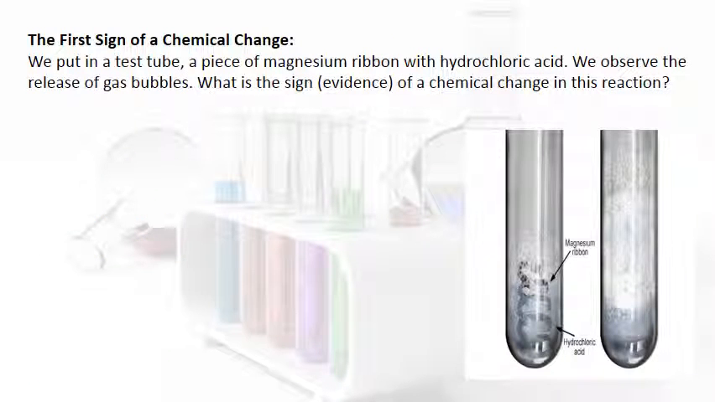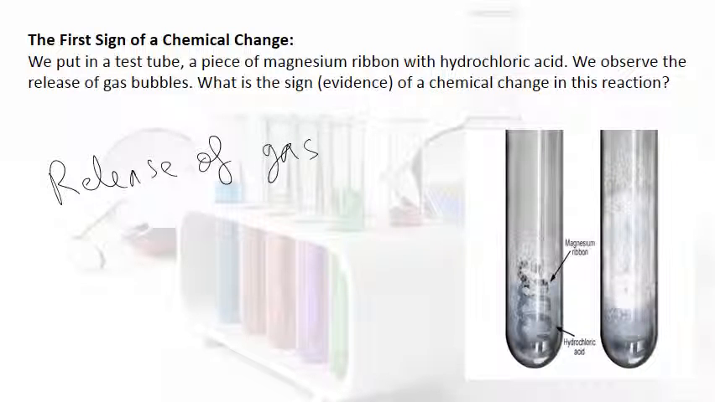Like we said before, we have 4 signs of chemical change. The first sign of chemical change, for example, we put in a test tube a piece of magnesium ribbon with hydrochloric acid. We observe the release of gas bubbles. What is the sign or evidence of chemical change in this reaction? Yes, it's release of a gas, more specifically hydrogen gas. So this is the first sign or evidence.